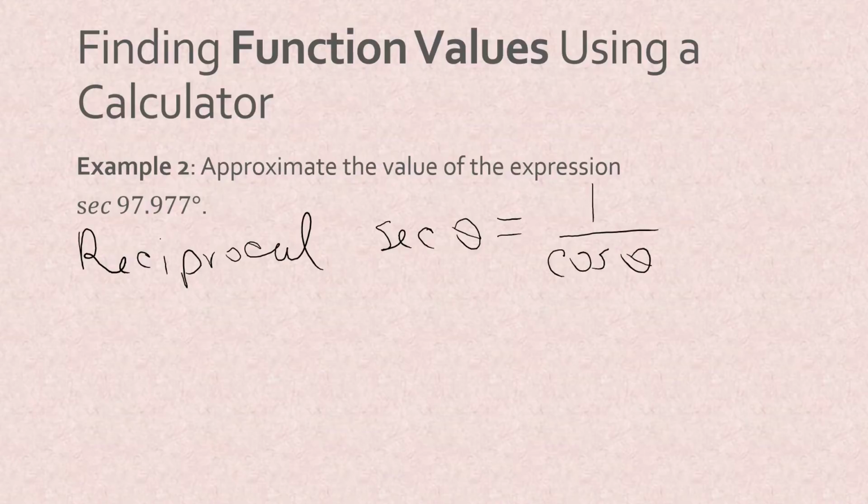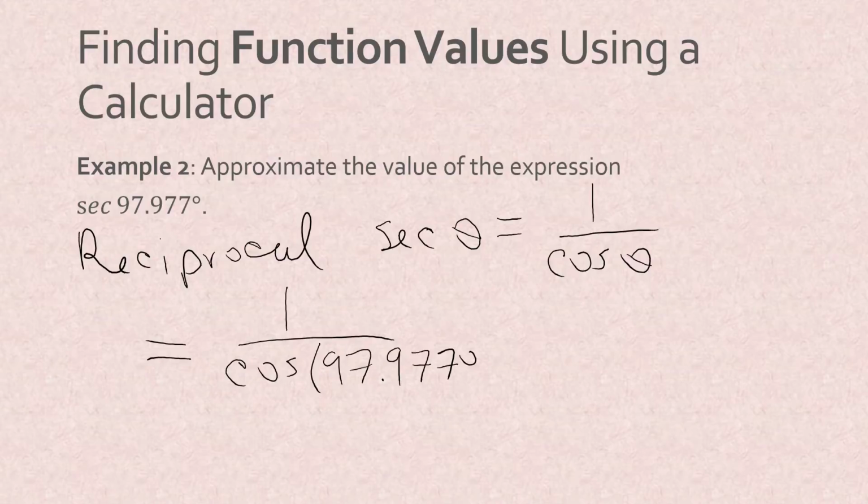If you do that, then you can compute that secant of 97.977 degrees is the same as 1 over cosine of 97.977 degrees. If you plug that into your calculator as 1 divided by cosine of 97.977 degrees, remembering that there's no need to put the degree symbol, you should get negative 7.206.